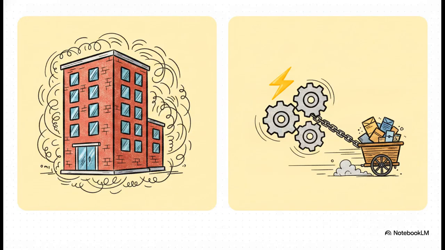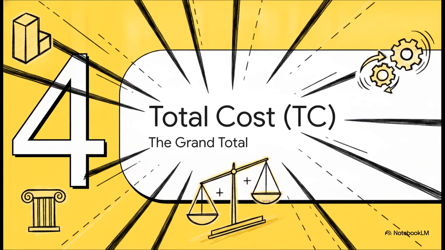The contrast between the two is just incredibly sharp. On one side, you've got those stubborn fixed costs, like rent, that just ignore your production levels entirely. And then, on the other side, you've got variable costs, like raw materials, that are inextricably tied to every single unit you make. All right, let's jump to part four, total cost.